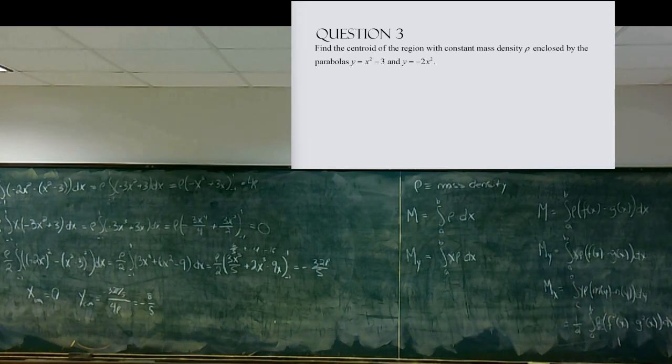Right? Mass there is not 4. It's 4 times rho. It's 4 times the density.